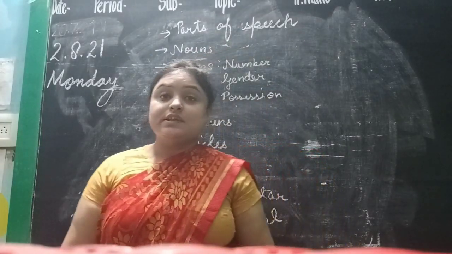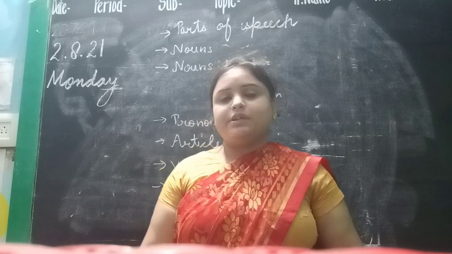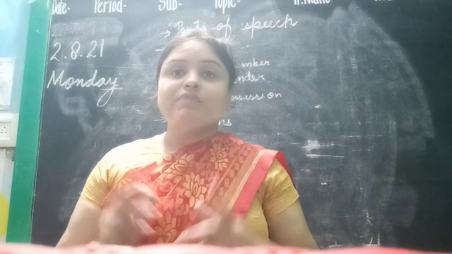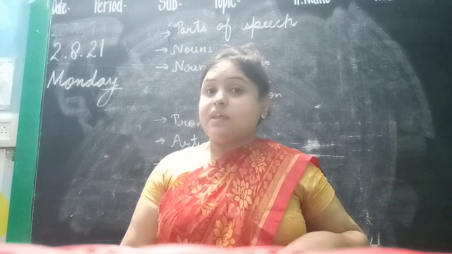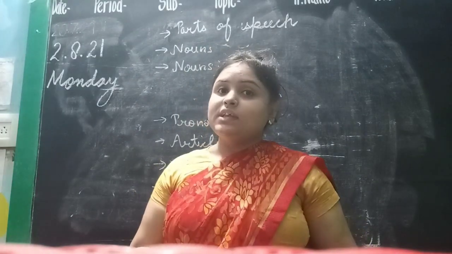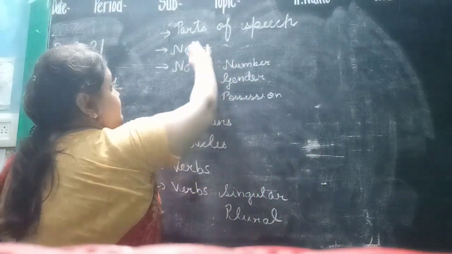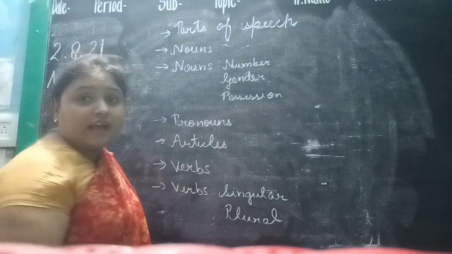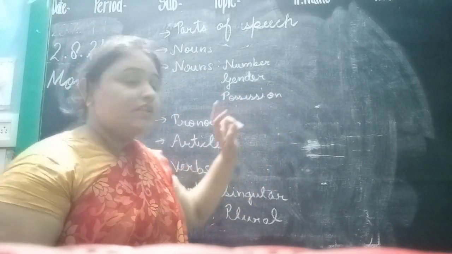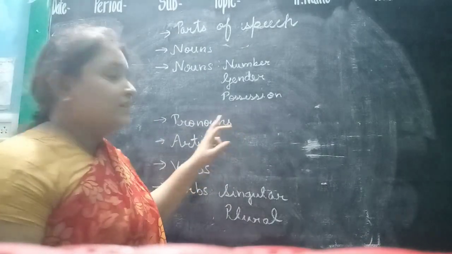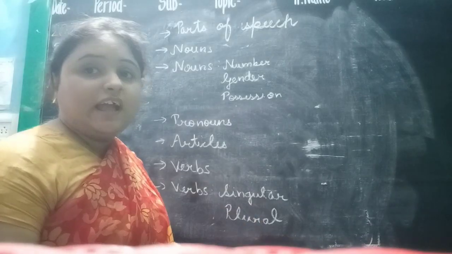Good morning everyone. Today we will be revising all the chapters that are going to come in periodic test 2, and beta, first you will have the objective exam. Yes, in objective exams and in subjective exams, in both the exams the chapters that will come are: first one is parts of speech, second is nouns, then third is noun number, gender and possession, then next is pronoun, next is article, then verb, and verb singular and plural.